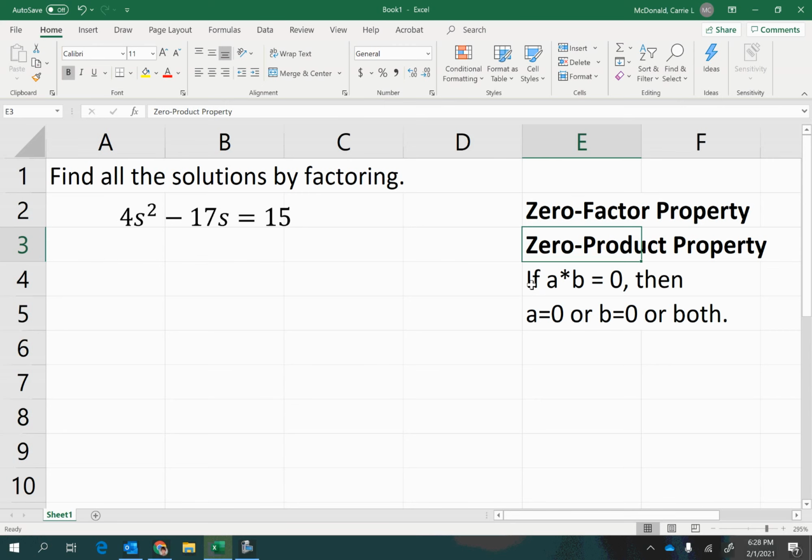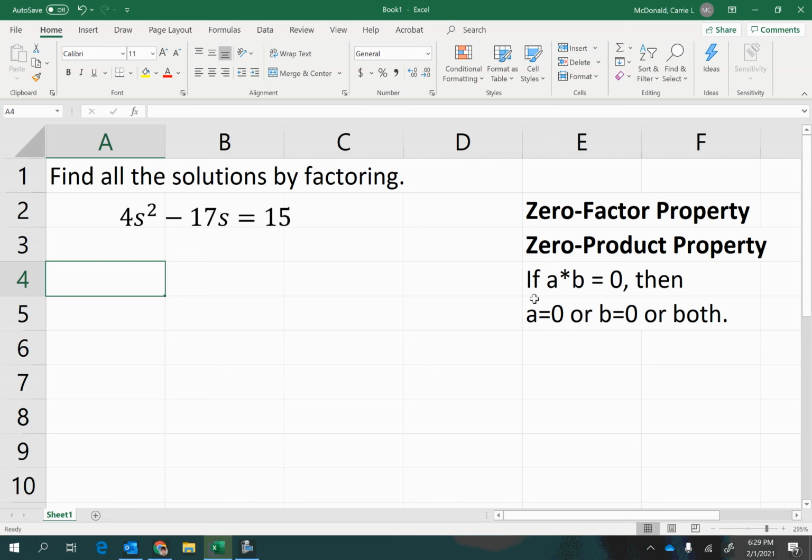Here's why. If a times b equals 0, then we know that a must be 0, or b must be 0, or possibly both. In other words, if you have two things multiplied together and they equal a product of 0, then it must be true that at least one of the factors must also be 0. So we're going to apply that here.